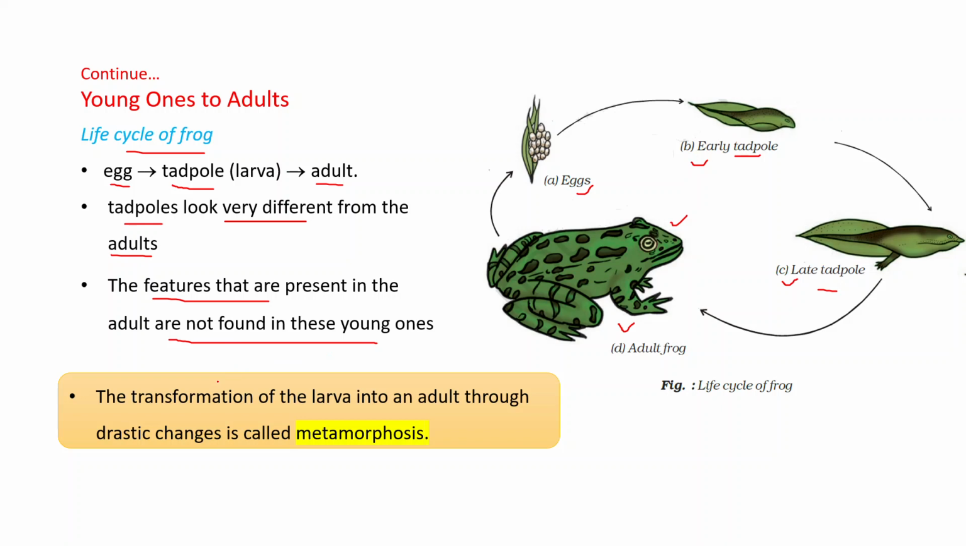Completely changed. We can say a drastic change is taking place, and the transformation of the larva into an adult through drastic changes is called metamorphosis. Is it clear? What is this metamorphosis? The transformation, that is change, of the larva into an adult through drastic changes is called metamorphosis.